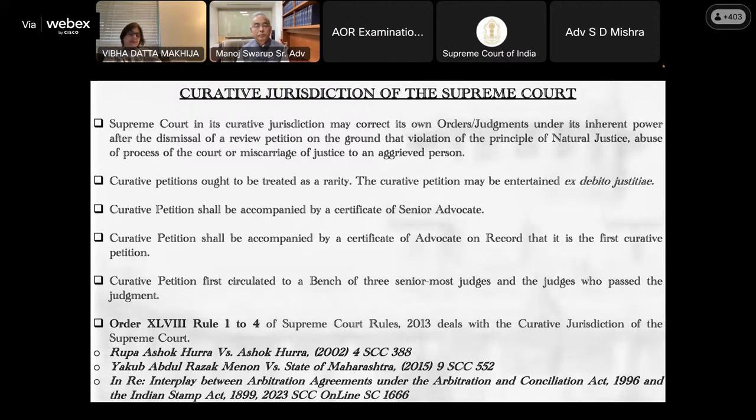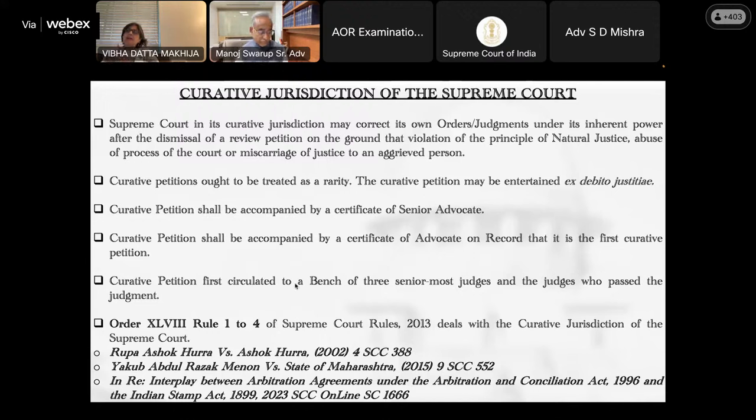And in the case of Rupa Ashok Hurra, it set out the specific conditions under which a curative petition can be exercised. And recently, the Supreme Court has had occasion to exercise its curative jurisdiction more frequently than it normally does. Usually there are very few cases in which the Supreme Court exercises its curative jurisdiction. There are also restrictions that it has to be certified by a senior counsel. It has to give the grounds why a curative petition has been considered necessary.